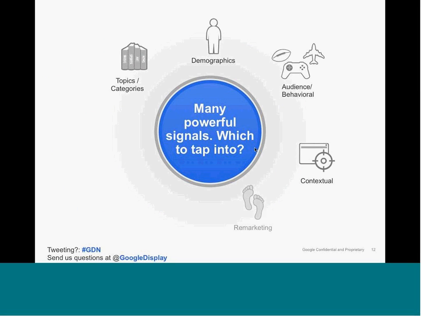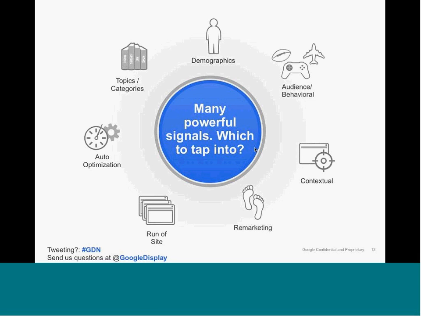Today you have so many targeting options. They help us perform better, but where do you start? And once you get started and you're seeing the types of results that you want, where do you go from there? Today we'll focus on these questions for the rest of the presentation, so I'll turn it over to Laura to help guide us through this.